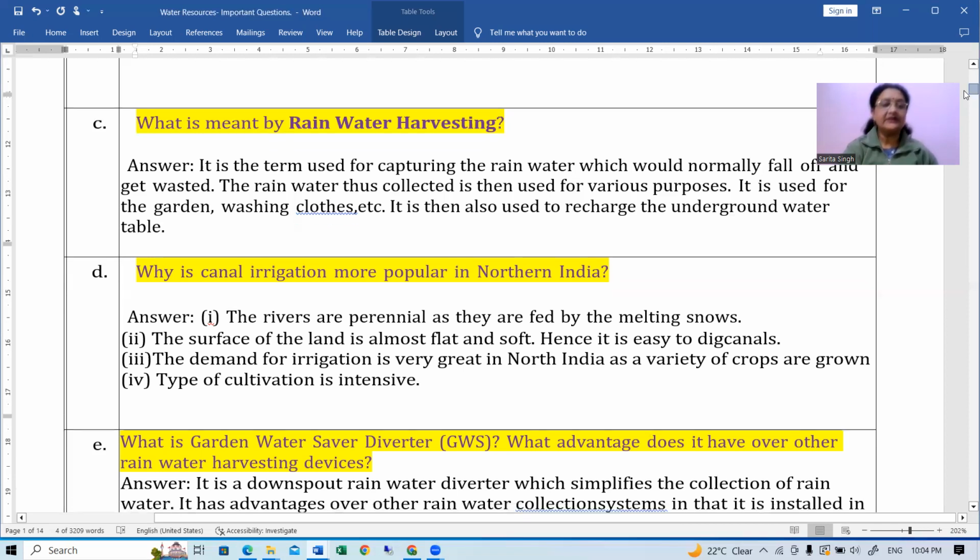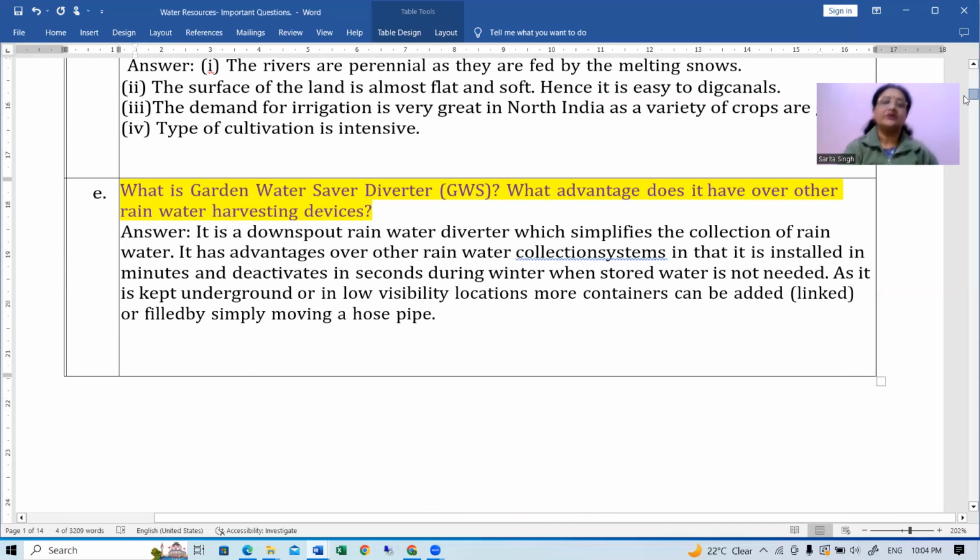Then next is, what is the garden water saver diverter? This is also, in short, called GWS. What advantage does it have over other rainwater harvesting devices? It is actually a downspout rainwater diverter, which simplifies the collection of rainwater. It has advantages over other rainwater collection systems in that it is installed in minutes. And when we don't need it to continue, it deactivates in seconds. Okay, so this is very easy to handle.